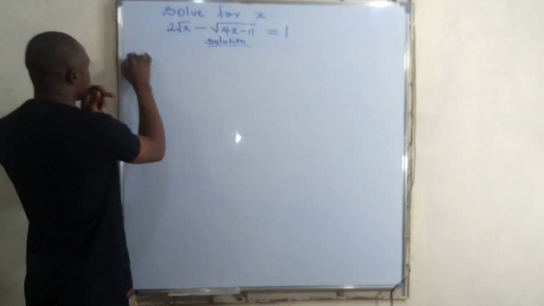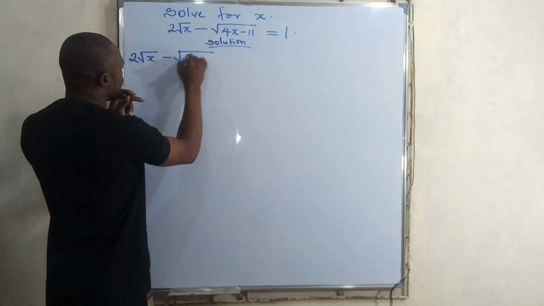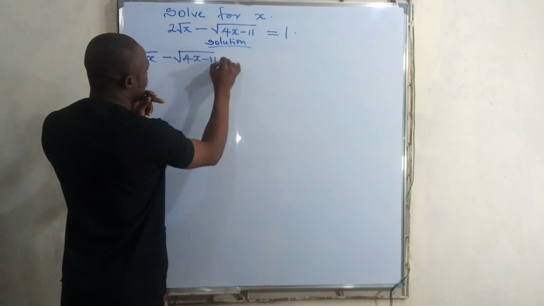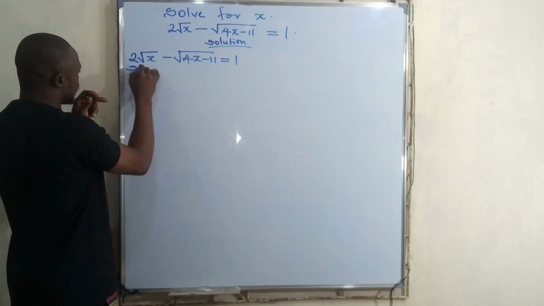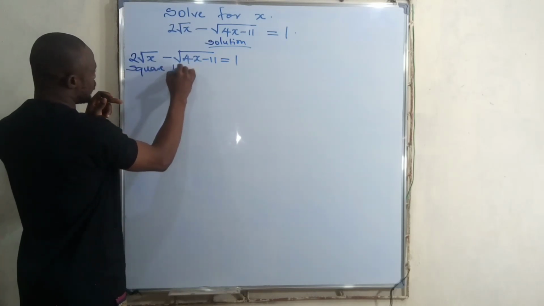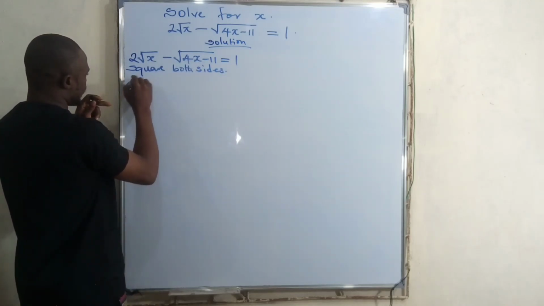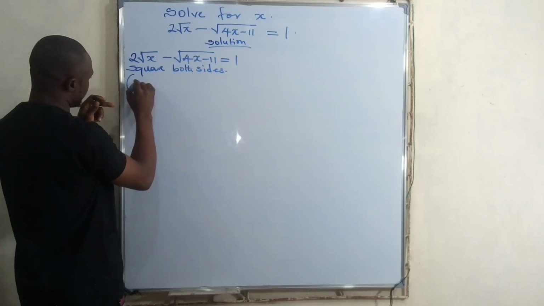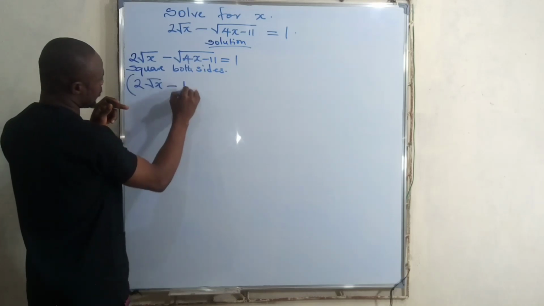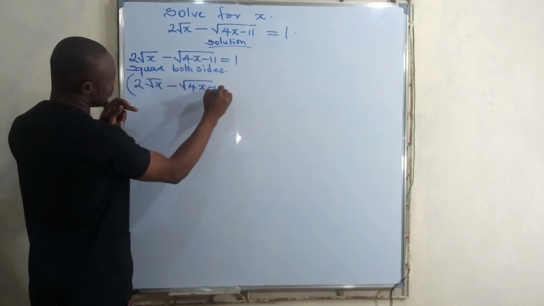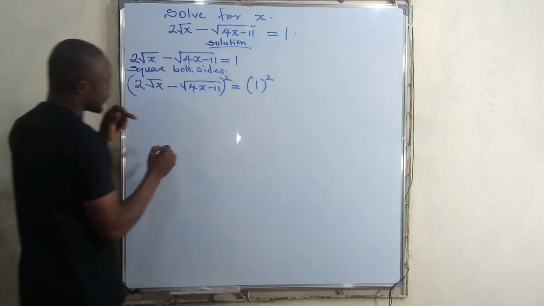So the question is 2 root x minus the root of 4x minus 11 all equal to 1. Because we have 2 roots there, we'll square both sides to remove one of the roots. So square both sides. I'll put them in brackets. So I have open bracket, 2 root x minus the root of 4x minus 11, all squared, equal to 1 squared also.